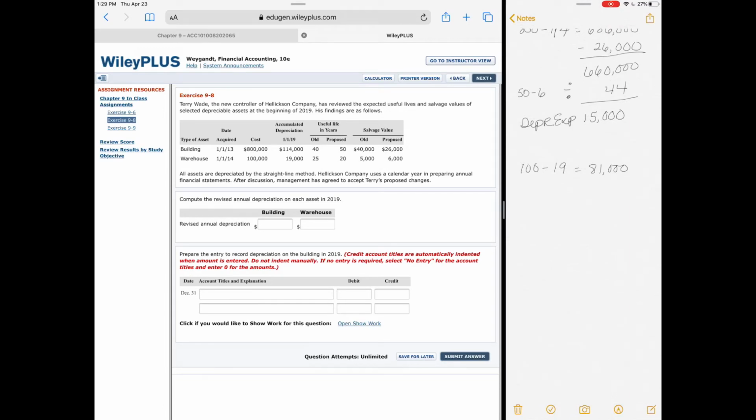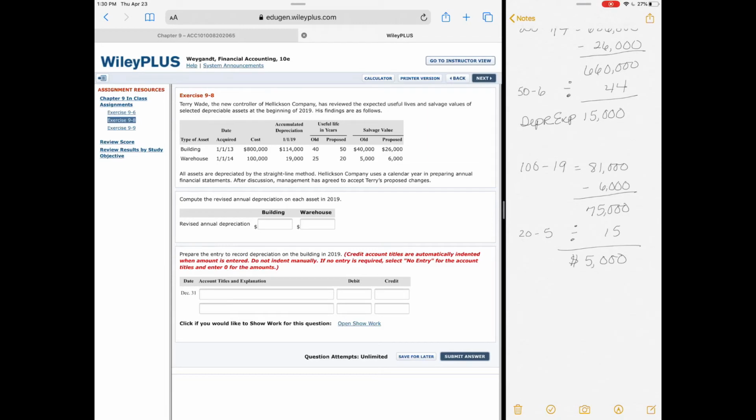I'm then going to subtract my new salvage value to get $75,000. I have to divide this by my remaining useful life. I have 20 years that it is now going to be used for, but I've already used it for 5. So that means I have 15 years left. I'm going to divide that, and my new depreciation expense should be $5,000.